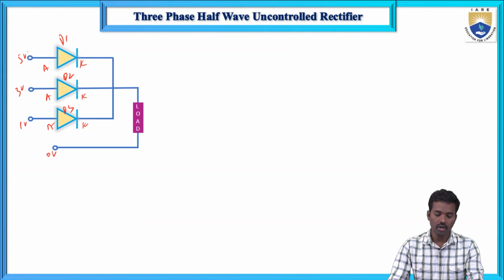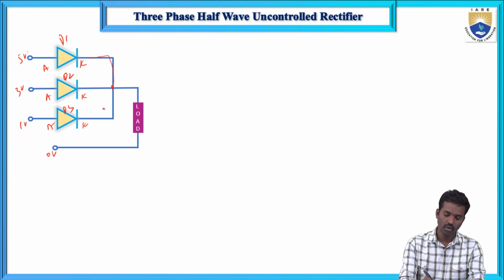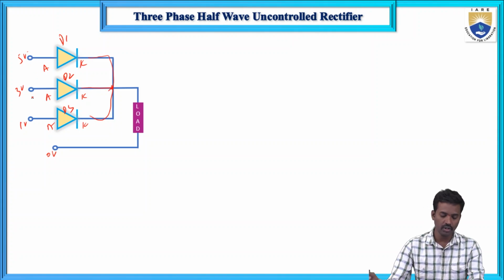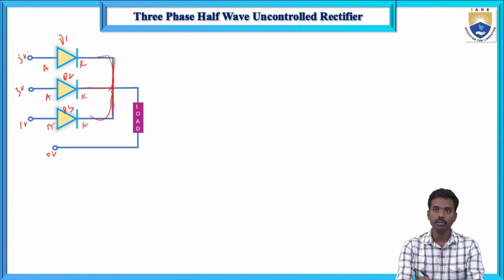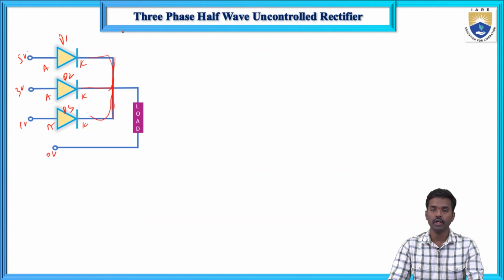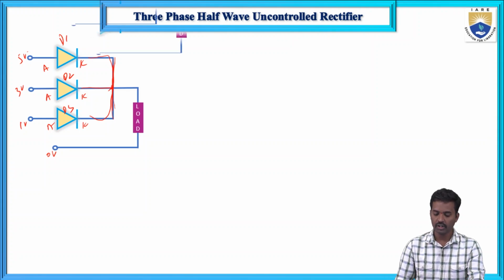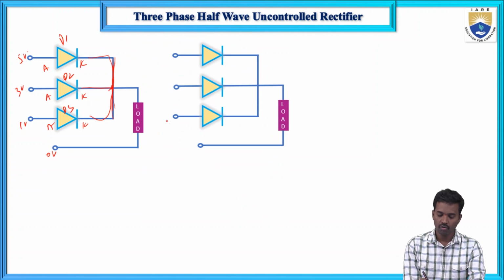All three diodes are connected in a common cathode configuration, connected to one point, and the anode voltages of each diode are different, but the cathode voltage is the same. So which diode will conduct first? Let me check. First, will the 1 volt diode conduct first? This one is 3 volts and this one is 5 volts. So D3 will conduct first.